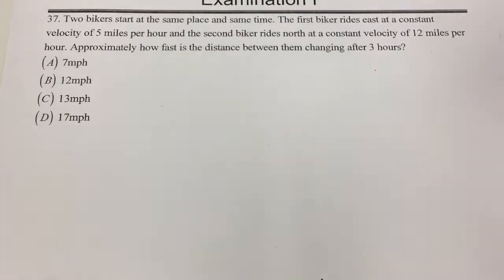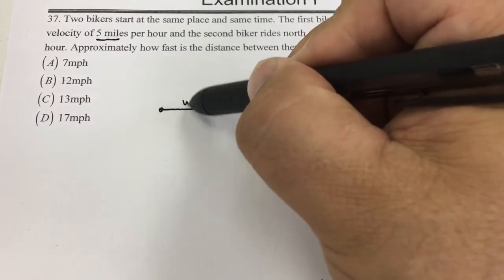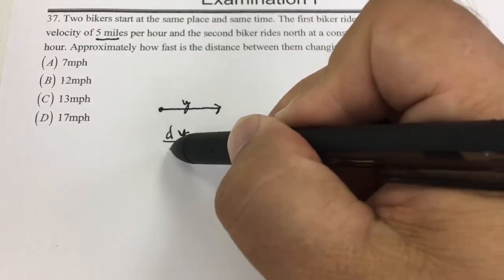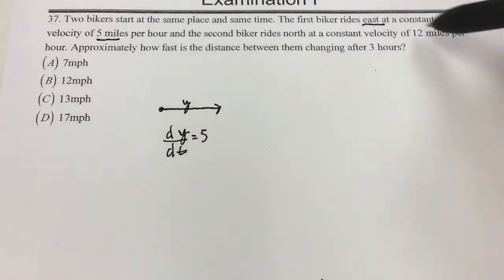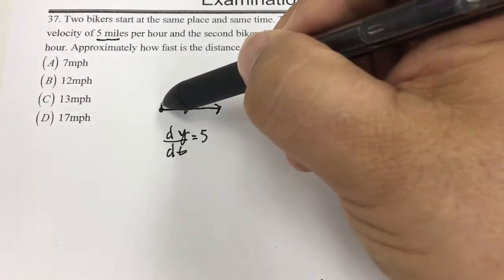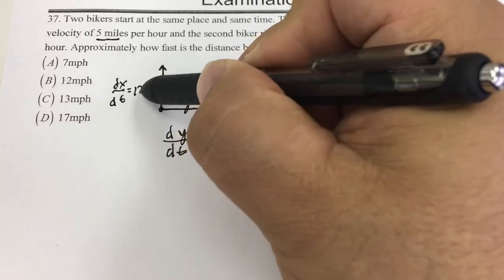For number 37, you have two bikers. The first is going east at 5 miles per hour. I'm going to call that Y, so dy/dt, the change in y with respect to time, equals 5. Then another biker is going north at 12 miles per hour. I'm going to call that x, and dx/dt is equal to 12 miles per hour.